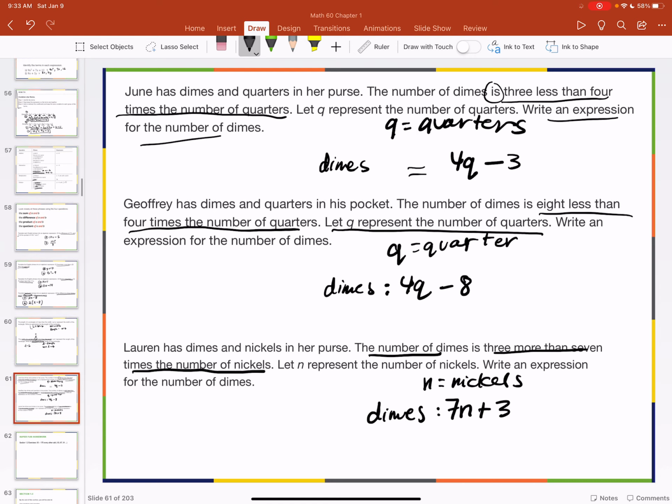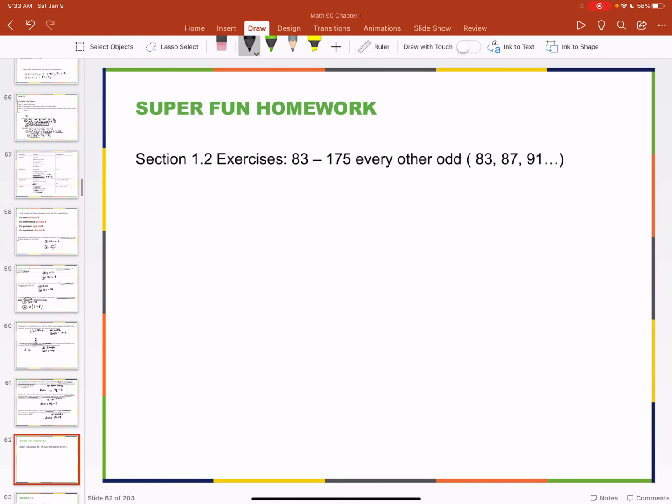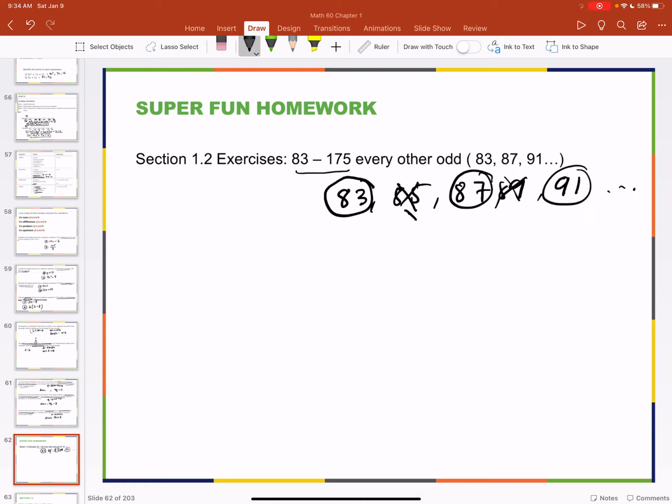All right, so that's it for 1.2. Your super fun homework, every other odd, 83 to 175, because yes, that's a lot. So you know how the odds go 83, 85, 87, 89, and so on. So every other odd. So you would start this, skip this one, then do 87, skip the next one, then do 91, and so on. So that's every other odd, okay?